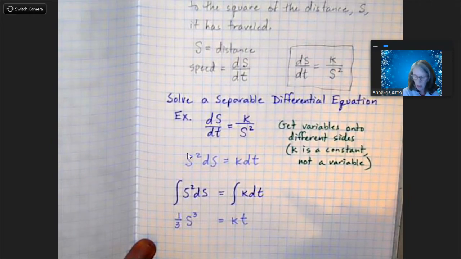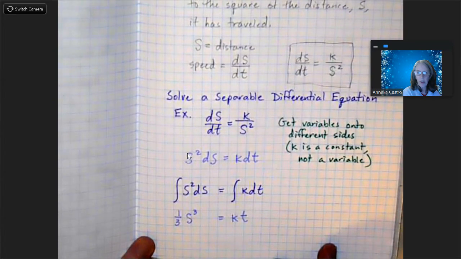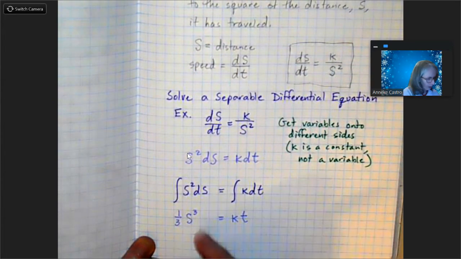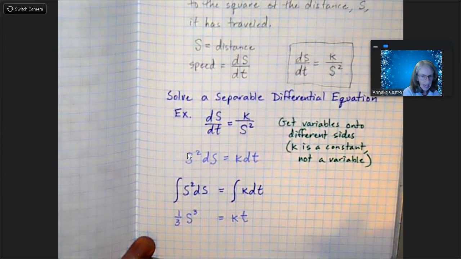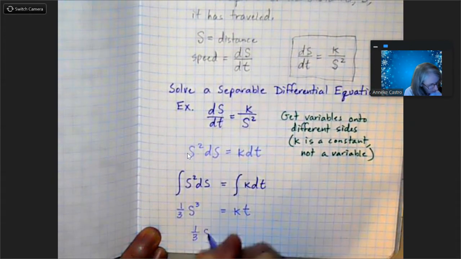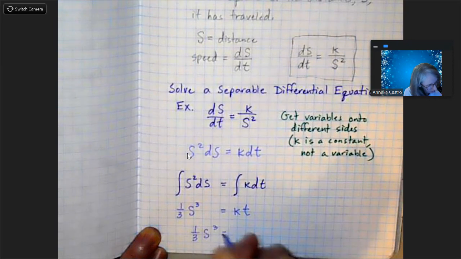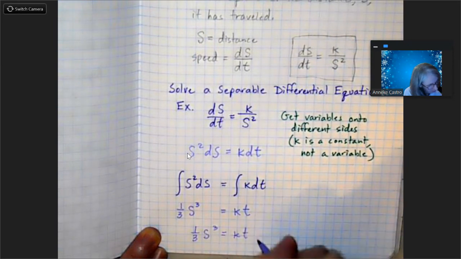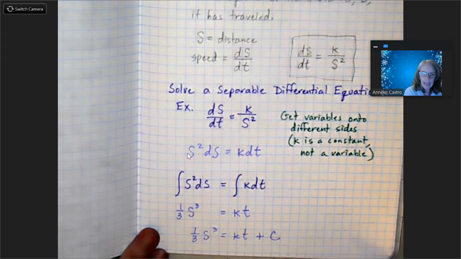I would have a plus c on both sides, but then I could move one of my plus c's to the other side and add them together and end up with another c. So when we solve differential equations, don't worry about putting plus c and plus c on both sides. Instead, at the end, we're just going to write 1/3 s cubed equals kt plus our constant of integration. We just tack it on at the end.